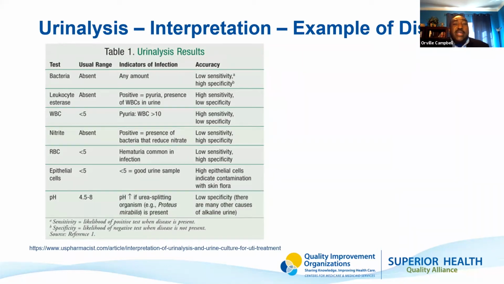Hematuria can be present, in this case, with infection, or it could be in a collagen vascular disease, such as lupus. pH increases with urea-splitting organisms. Next slide, please.